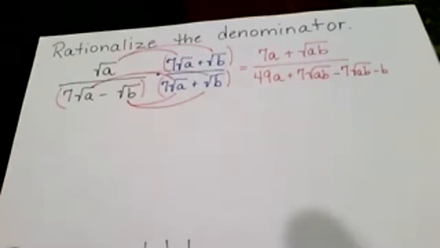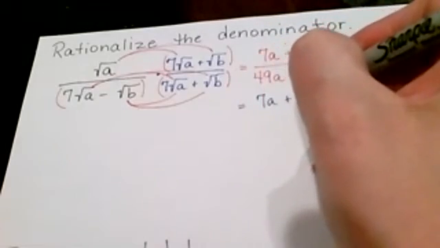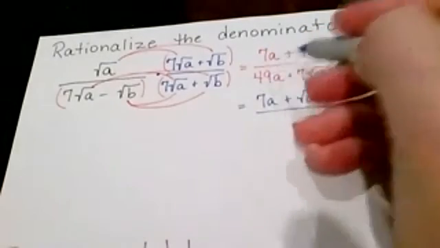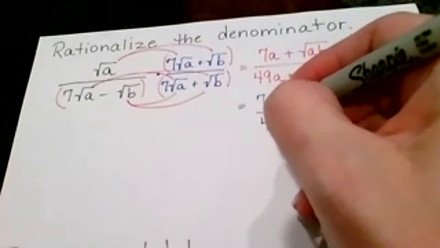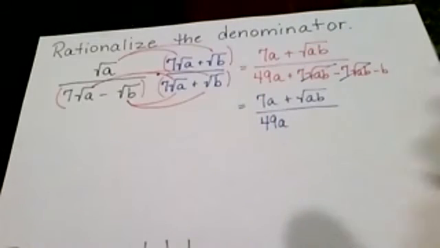Okay, let's clean it up a little bit. It's not pretty. That's okay. We know the numerator is going to stay the same. I've got this 49a. Look at those nice things in the middle that cancel out, minus b.